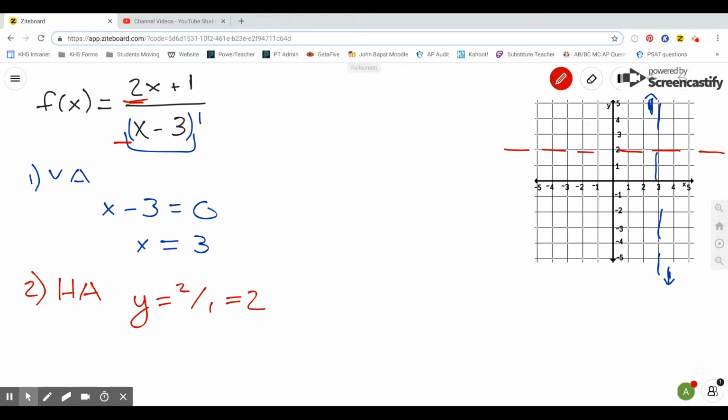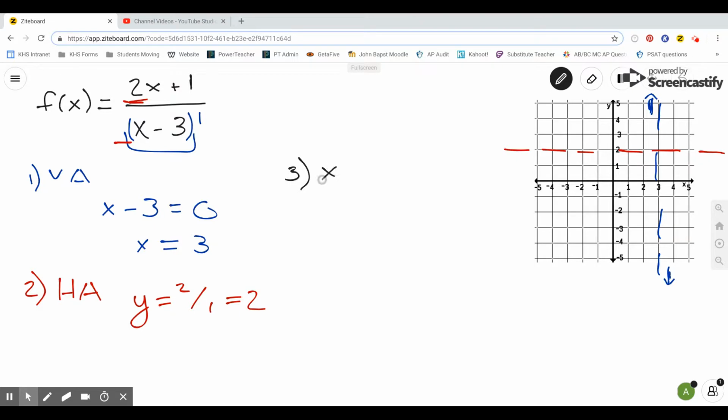And remember that your function can cross that horizontal asymptote as many times as it wants, in the middle, not out to the infinities, negative infinity and positive infinity, because a horizontal asymptote is just end behavior. For vertical asymptotes, your function cannot cross that, because that's where your function is undefined. So there are our vertical asymptotes, our horizontal asymptotes. Now let's look for x-intercepts.